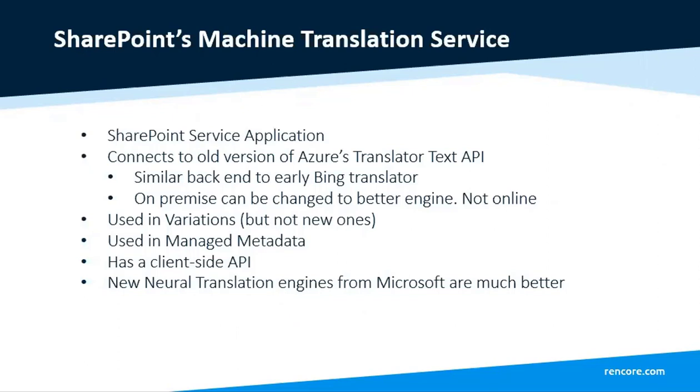SharePoint had a machine translation service, and it was using the Bing text translator, similar to the early Bing translator, a statistical machine translator. The newer neural machine translation engines from Microsoft are much, much better than the old Bing translator, the free Bing translator, the free Google translator that you can still use.